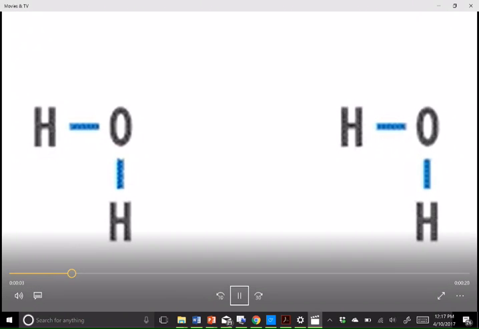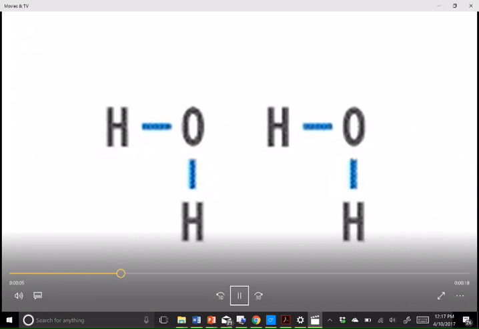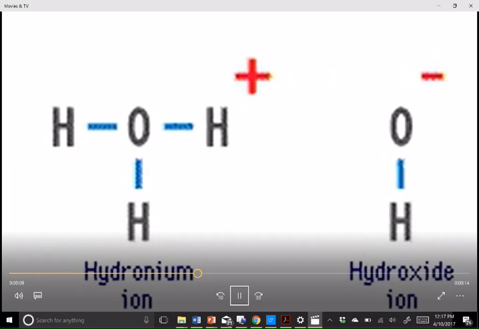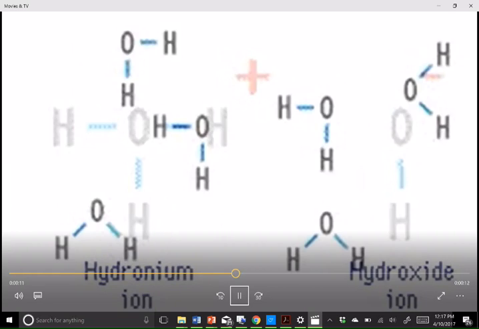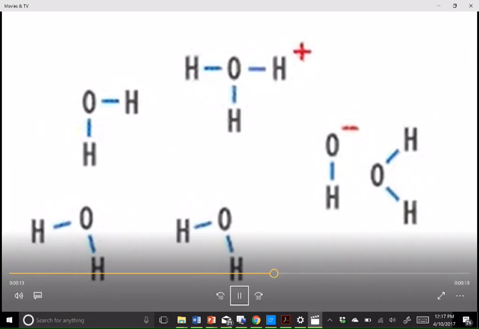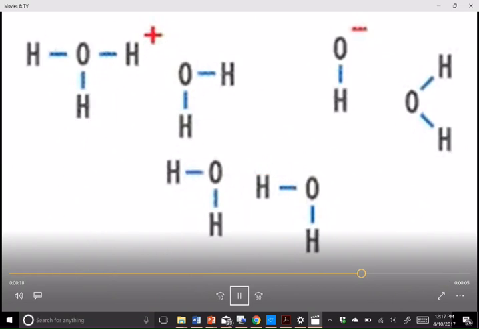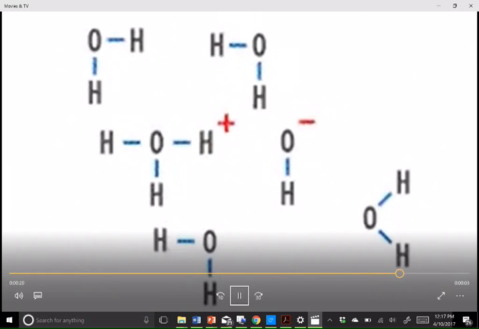Substances. Two water molecules can interact with each other to produce a hydronium ion and a hydroxide ion by transfer of a proton from one water molecule to another. This process is called autoionization.